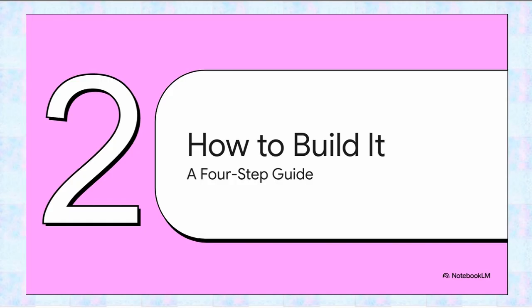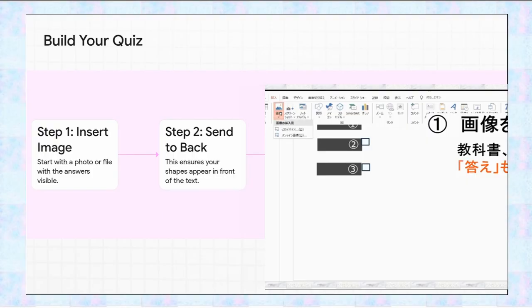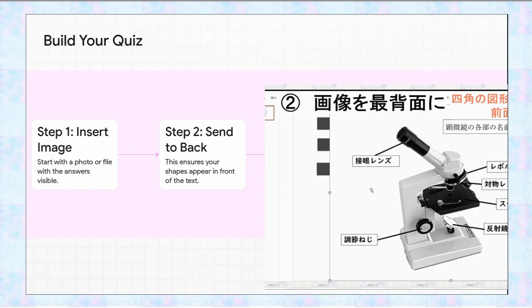I promise you, it is way easier than you think. It's really just a simple 4-step process. Let's break it down. Okay, step 1 is easy. You just start with an image of your study material. Could be a screenshot, a photo of a textbook page, whatever. Just drop it onto a blank slide. Now, step 2 is super important. You have to send that image to the back.